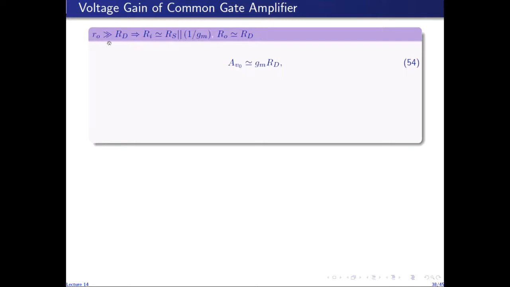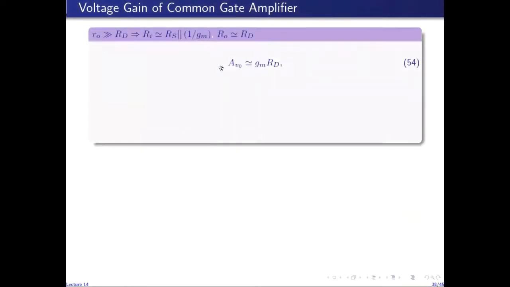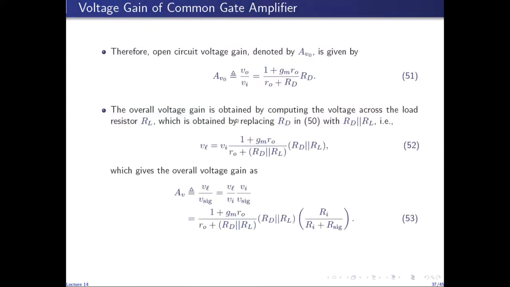So with this assumption, we can approximate the input and output resistance like this, and then we can approximate the open circuit voltage gain with gm RD, because small r naught is much greater than RD. So the denominator is approximated by small r naught. Since small r naught is large, gm r naught is much larger than 1. So then we approximate the numerator by gm r naught. So r naught gets cancelled and we're left with gm RD. So gm RD is the approximate expression for the open circuit voltage gain of the common gate amplifier.